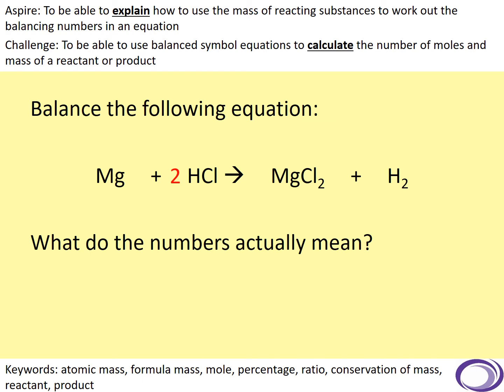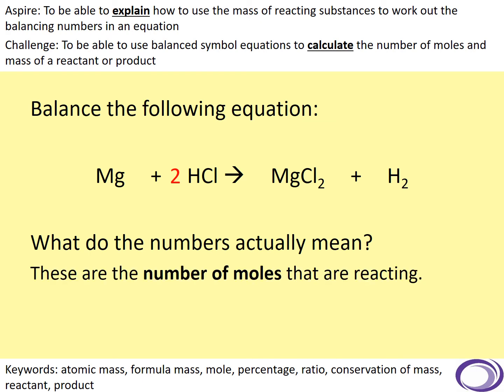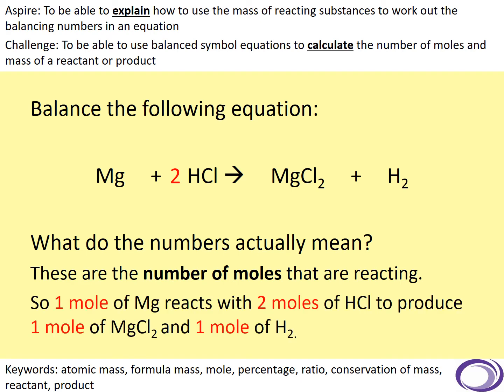It's all to do with proportions and ratios. What they are is effectively the number of moles that will react with each other. So what this equation tells a chemist is that 1 mole of magnesium will react with 2 moles of hydrochloric acid to produce 1 mole of magnesium chloride and 1 mole of hydrogen. And if we increase the moles of any one of those, it will increase the other moles by the same proportion.